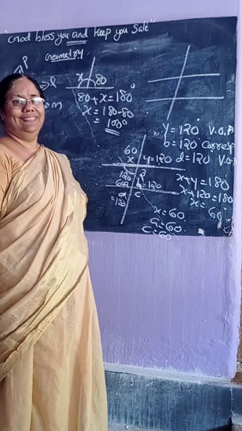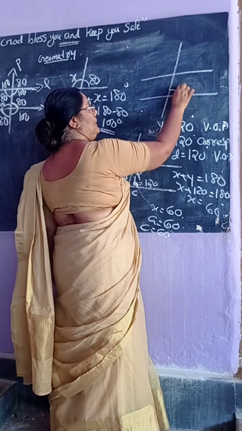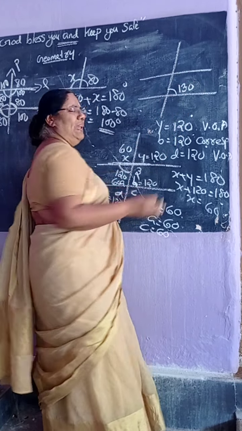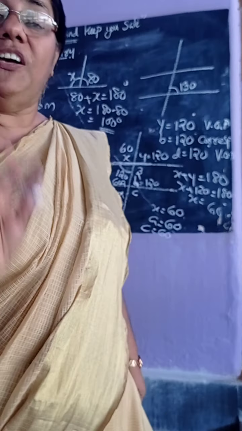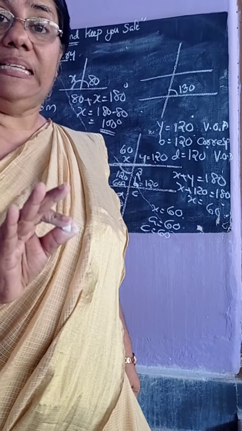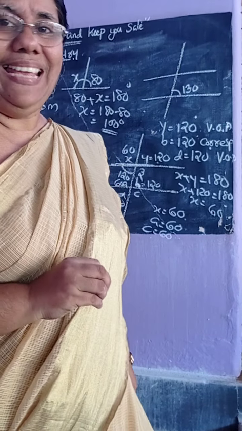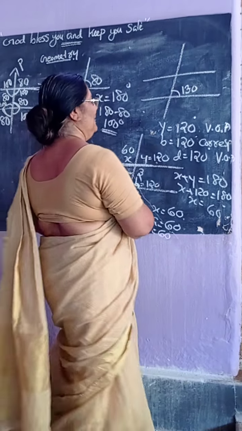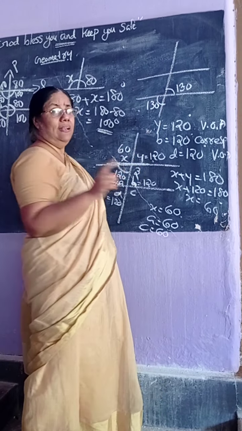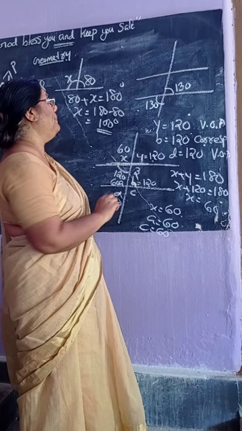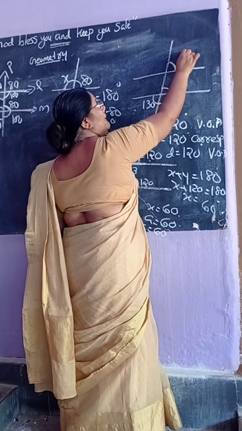Okay, right, one question. This is 130. You can mark it as angle 1, angle 2 or x, y, z anyway. First you mark the answers on the diagram itself. That is easy. Understand? All of you look at the board. If it is 130, then the opposite angle is 130. The reason is vertically opposite angle. If this is 130, then this above is 130.